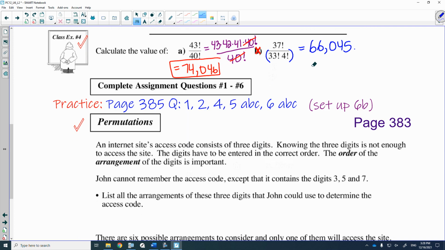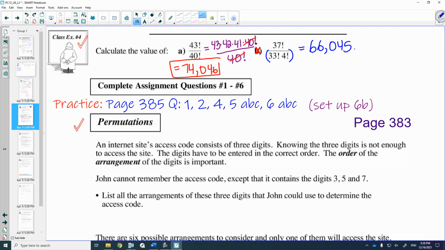Here's the homework that I want you to do. So 1, 2, 4, 5 ABC, 6 ABC. I'll do 6A with you, and then I'm going to set up 6B. You might not know how to start that one, so we'll look at that one together. So let's flip to page 386.